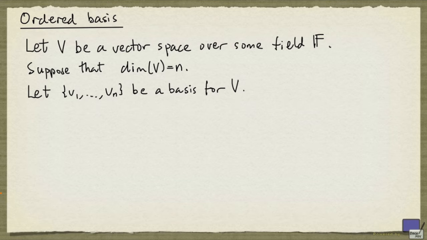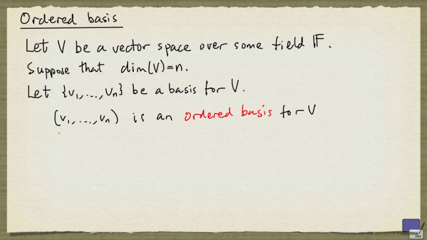Let V be a vector space over some field F. Suppose that the dimension of V is n. Let the set V1 up to Vn be a basis for V. If we write these vectors in a sequence, say V1 to Vn, then we call it an ordered basis for V. So in this case, the order in which the basis vectors appear is important.